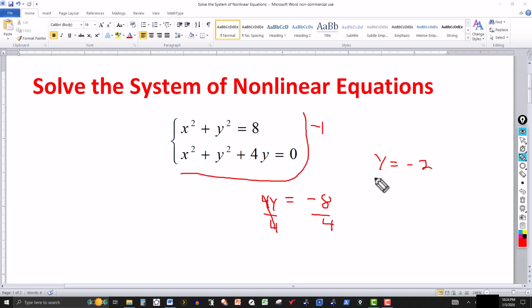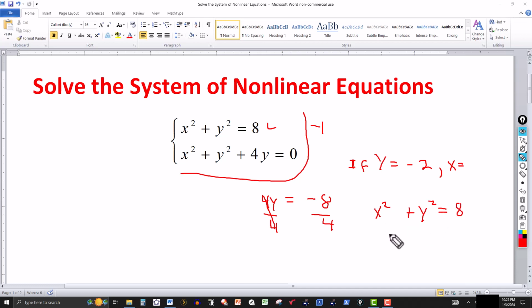So now we've got the value of y here. So what is the value of x? So we can just say, if y is equal to -2, what's the value of x? And you can plug in -2 in any one of these equations. I always like to pick the simpler one. So the first one has fewer terms, so I'm just going to use the first equation, x squared plus y squared is equal to 8. So x squared plus y squared is equal to 8.